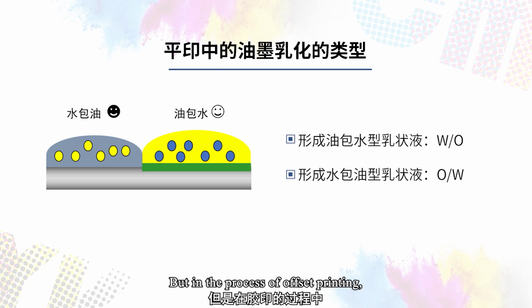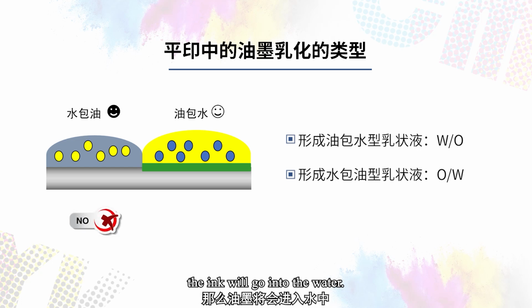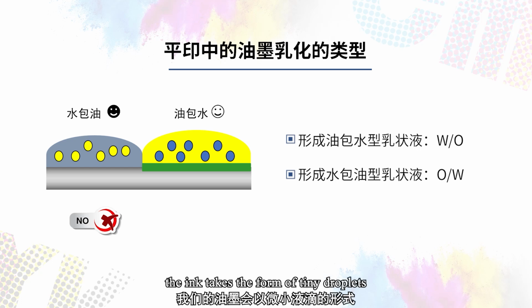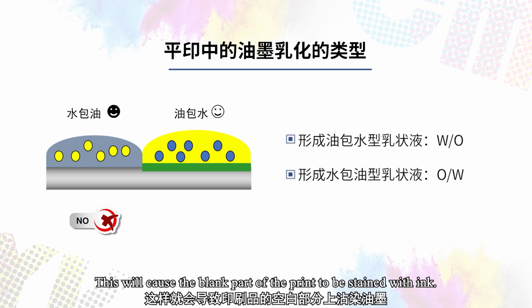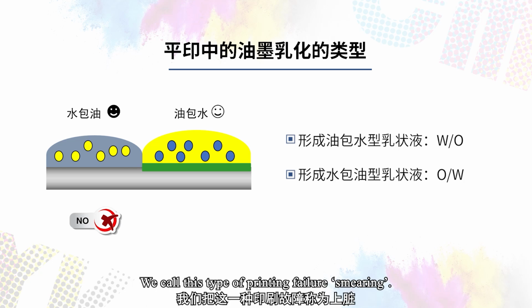But in the process of offset printing, if an oil in water system is formed, the ink will go into the water. That is, in actual printing, the ink takes the form of tiny droplets, access to the water supply system, or enter the blank part of the plate surface. This will cause the blank part of the print to be stained with ink. We call this type of printing failure smearing.